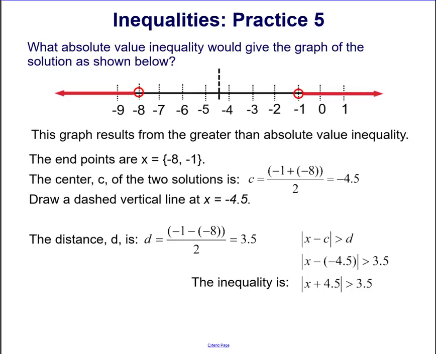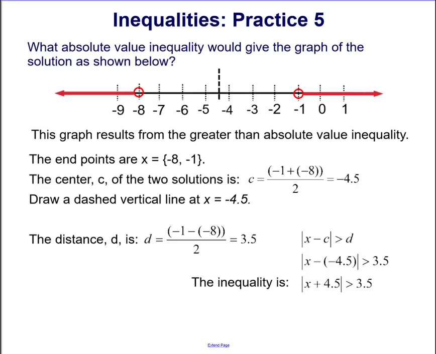Now to calculate the distance, I take the larger number and subtract off the smaller number and divide by 2. So the larger number is negative 1, the smaller number is negative 8. Negative 1 minus negative 8 divided by 2 is going to be 3.5. So now I make my substitutions. The center is going to be negative 4.5. That goes in for C right here. The distance is 3.5. That replaces the variable d.